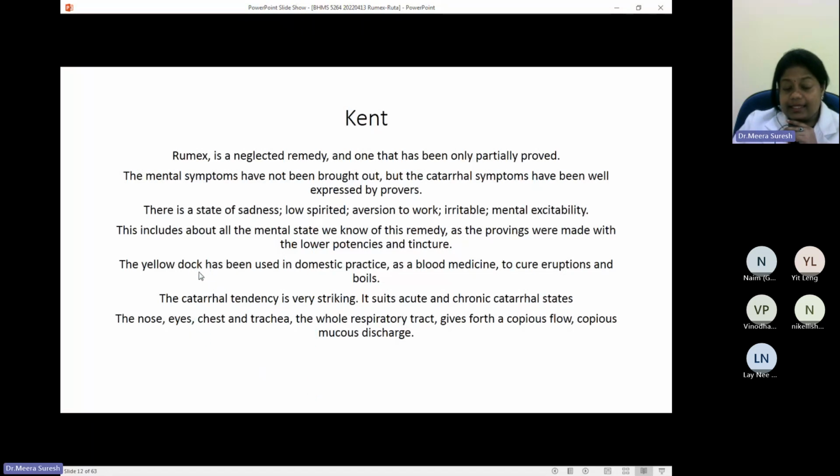Earlier, in domestic or early school medicine, it was usually used for the cure of eruptions and also boils, like a blood purifier or blood medicine. The catarrh is very characteristic. It can be given for acute and chronic catarrhal conditions. From all the mucous membranes of the nose, eyes, chest, trachea, or the whole respiratory tract, there will be a copious flow of mucus discharge.